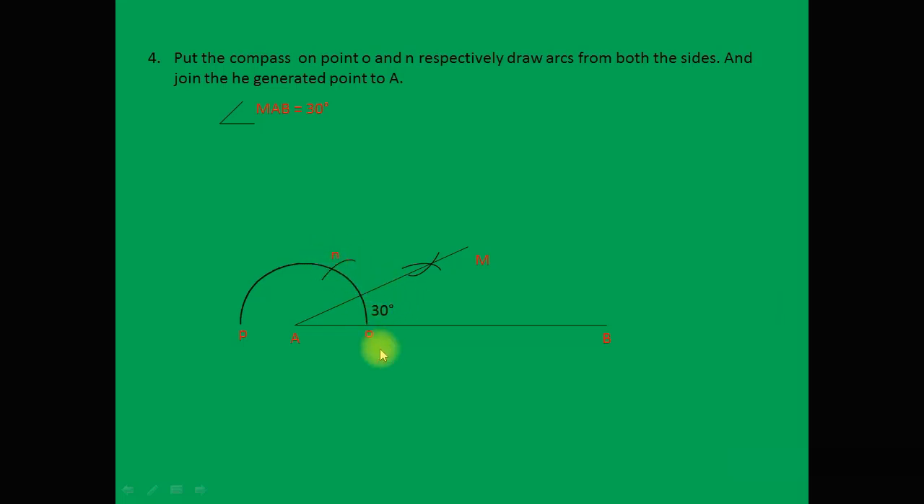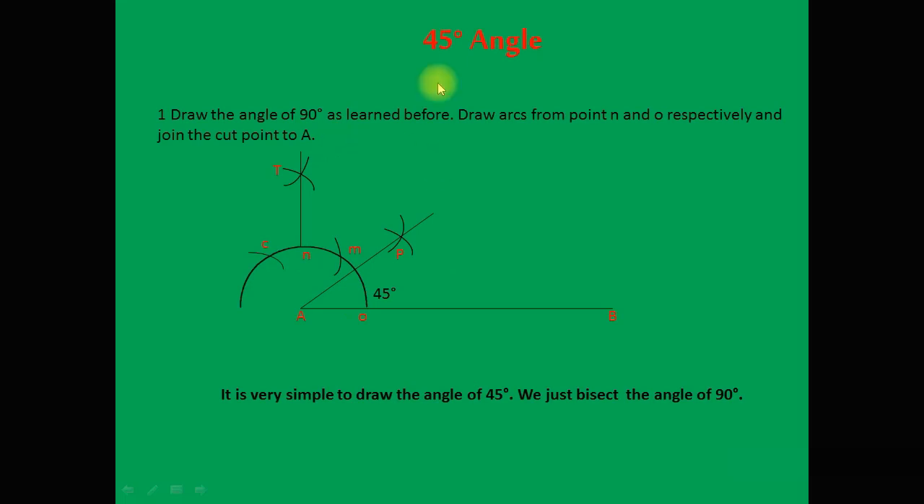Since this is the angle of 60-degree from O to N, first of all put the compass at this point O and draw an arc here, and then put the compass at this point N and draw another arc. When these two arcs join each other, then join this point to this point A, you will get an angle of 30-degree. Now how to draw an angle of 45-degree?